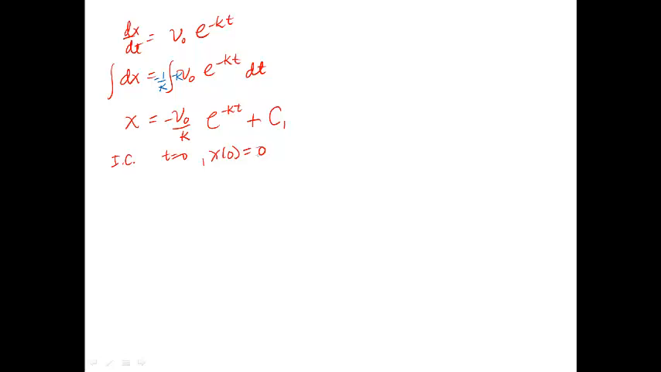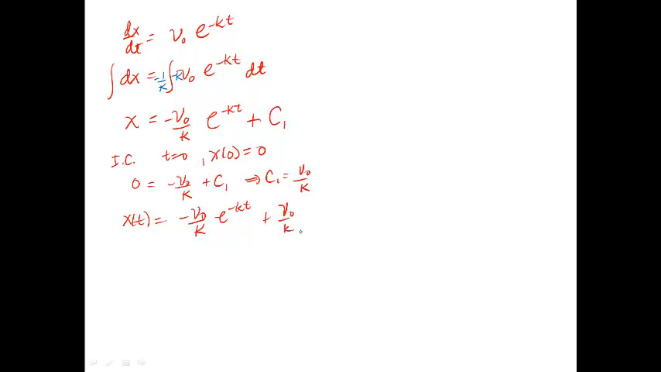So our x is now the position relative to where it started, so x is equal to 0. Zero on the left side must be equal to minus v naught over k times e to the 0, which is 1, plus c1, which gives me c1 equal to v naught over k. And therefore, my x as a function of time must be equal to minus v naught over k, e to the minus kt, plus v naught over k.